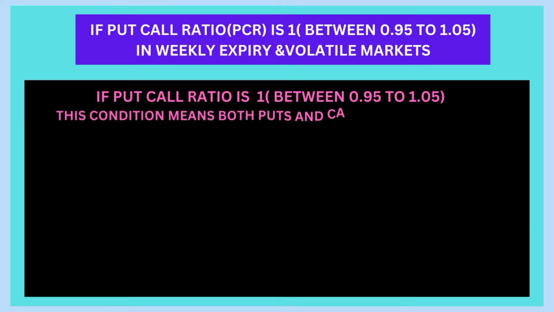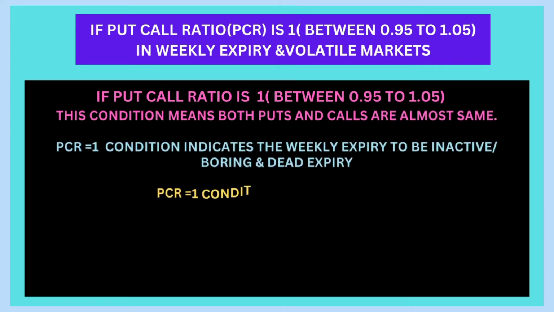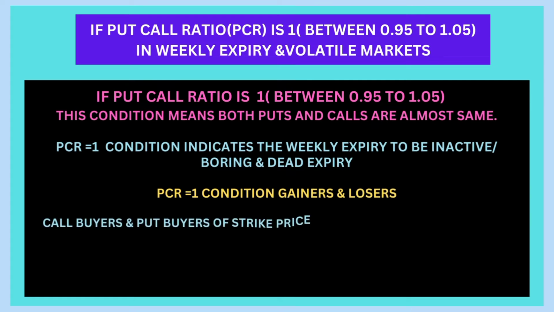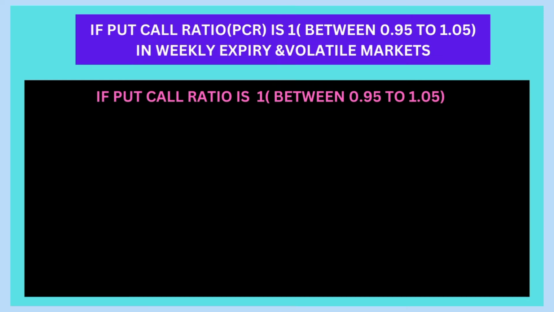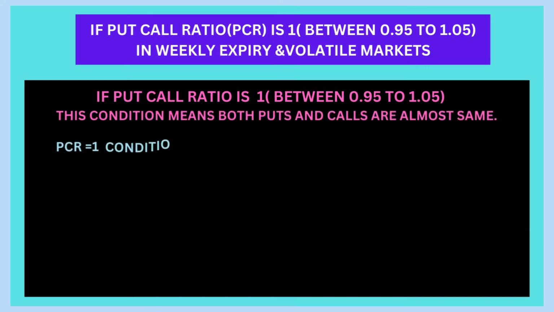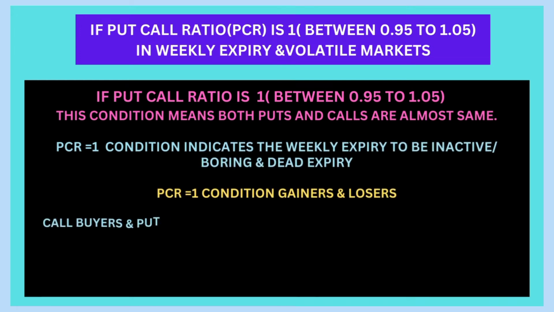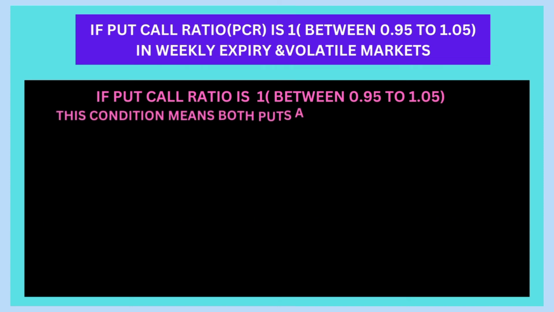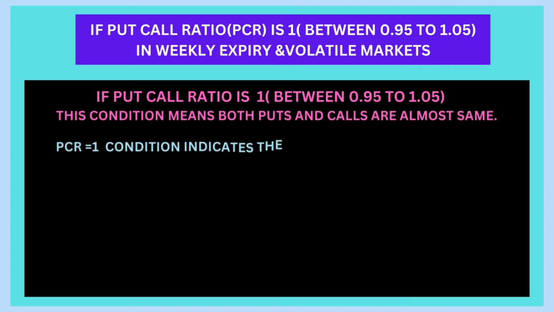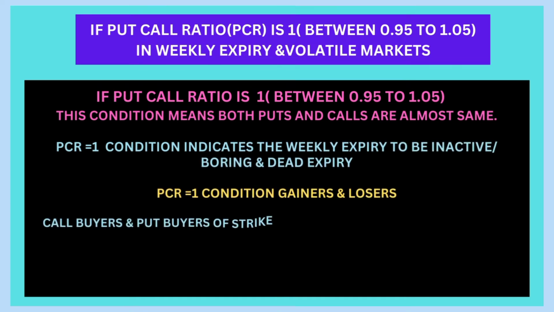If PCR is 1, who will gain and who will lose? Now let us discuss. PCR is 1 means there is no movement in the expiry, so it is going to be a dead expiry, where option buyers, that is call and put option buyers at strike price and out of the money, will lose their premiums. Only option sellers will gain, because the premiums will become zero. So short straddle people will gain, and long straddle and long strangle people will lose heavily. So this is the first condition of PCR, that is if PCR is 1.